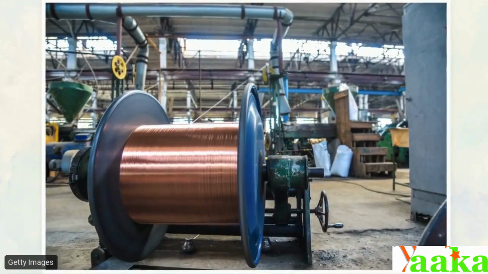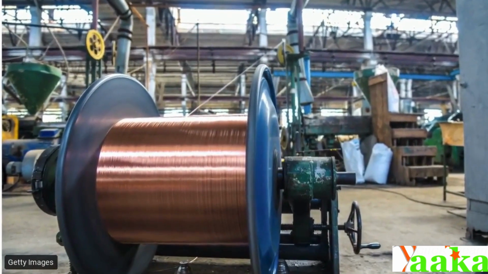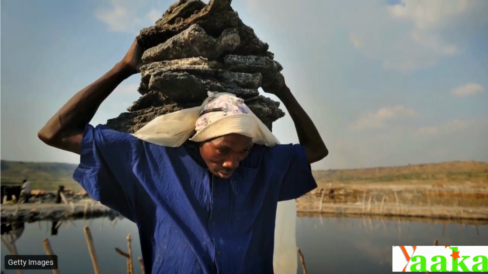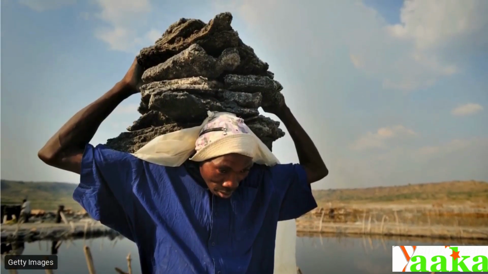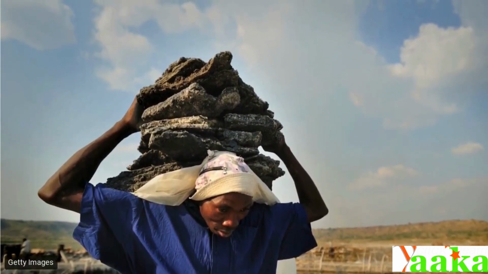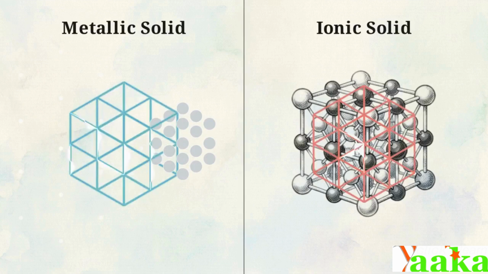Look closely at this spool of copper wire. It is a cornerstone of global industry, largely because it can be hammered, pulled, and bent continuously without snapping. Contrast that with these heavy salt rocks. If you apply the same mechanical pressure to them, they do not bend. They shatter instantly. Both of these materials are solid structures, held together by intense electrostatic forces. Yet their physical responses to mechanical stress are complete opposites.